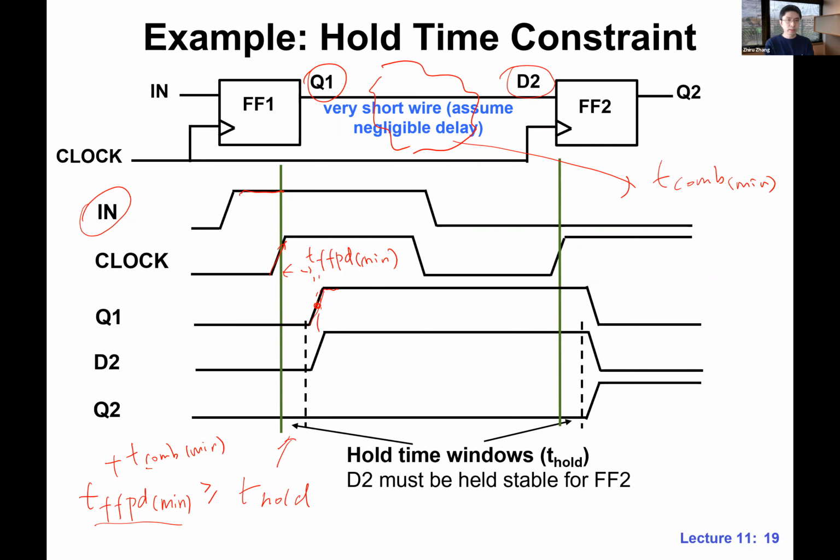Just to make sure that this gap, in this case, the gap between the clock edge and the transition of D2, happens together with the transition of Q1. In this worst case scenario, with zero wire delay and no conditional logic, we want to make sure this gap is wider than the window defined by the hold time. This is what we're doing.